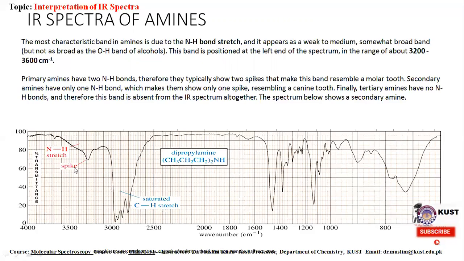Primary amines have two nitrogen-hydrogen bonds. Therefore, they typically show two spikes, like here, this is one spike, that make this band resemble a molar tooth. Secondary amines have only one nitrogen-hydrogen bond, which makes them show only one spike, resembling a canine tooth. Finally, tertiary amines have no nitrogen-hydrogen bond, and therefore this band is absent from the IR spectrum altogether. The spectrum below shows a secondary amine.